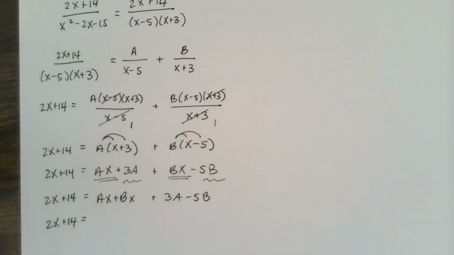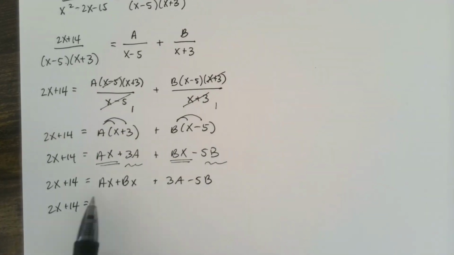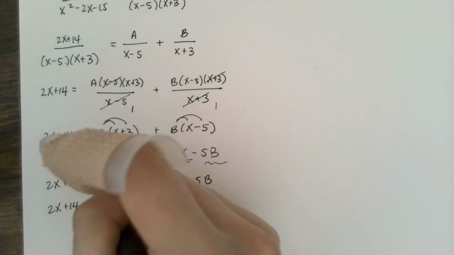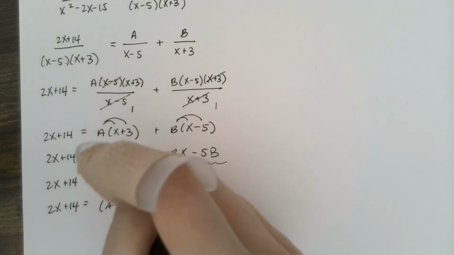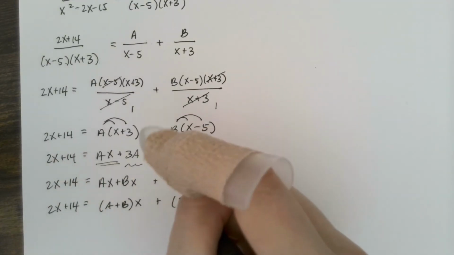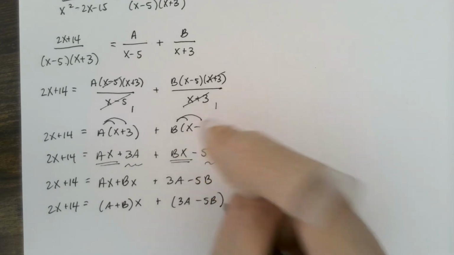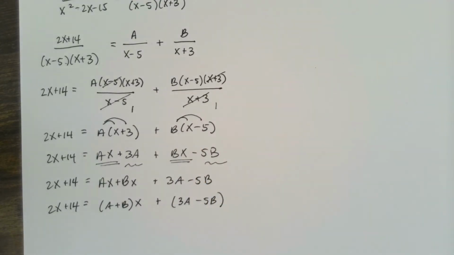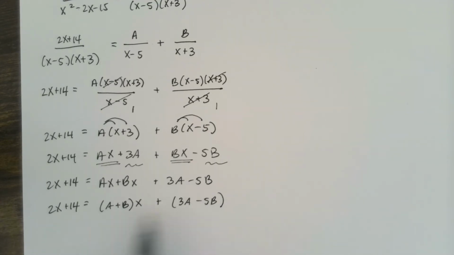Okay, so now for each of these groupings that I've made, I'm going to factor out the power of x that they have in common. So in this case, it's (a plus b) times x, and then (3a minus 5b). I'm putting parentheses around them. The parentheses don't have to be there, but I'm trying to show you the grouping that would happen. If you had x squared terms, you would have something plus something times x squared, and so on. And this is actually the magic here.